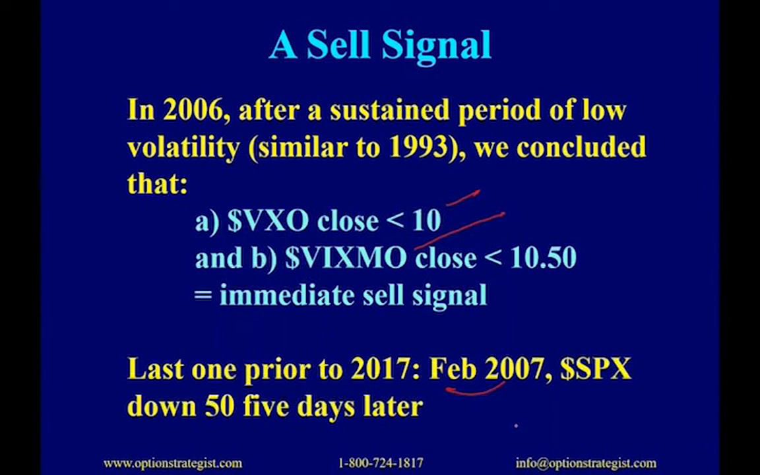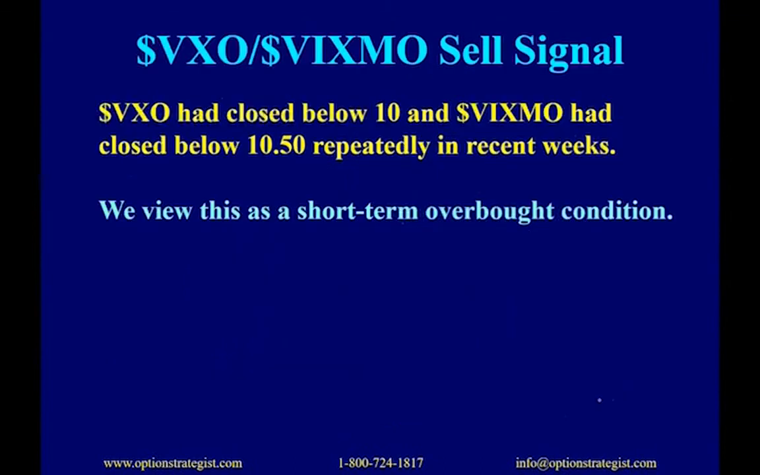This is a short-term thing. It doesn't change the major trend in the market. Obviously, the market didn't top out that year till October 2007, but it was a good short-term trade. Since then, it hasn't reoccurred until this year. And this year, we've had repeated times when VXO closed below 10 and VIX-MO closed below 10.5.